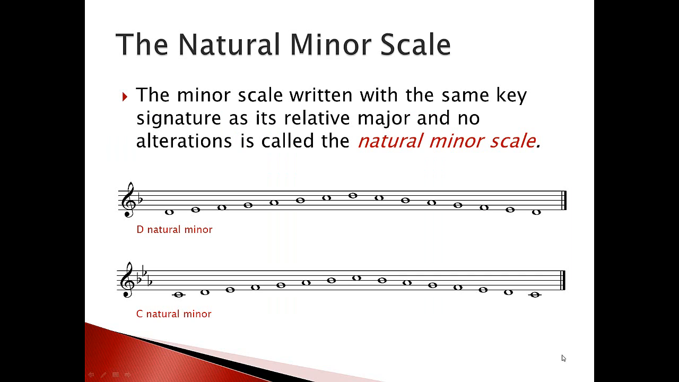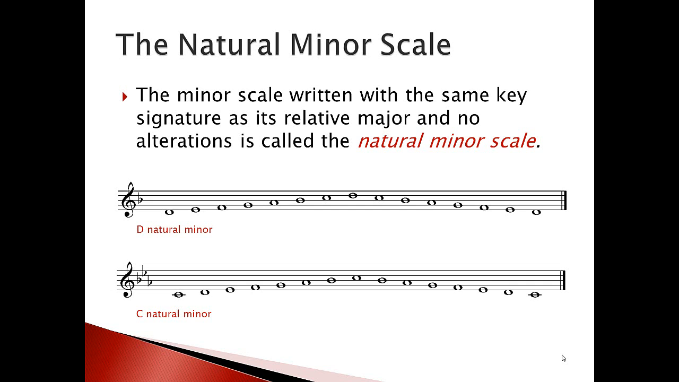Now there are 3 types of minor scale that we're going to talk about. The natural minor. The minor scale written with the same key signature as its relative major and no alterations is called the natural minor scale. So here's D natural minor. Remember we said that D's relative major was F, so it's from D to D with a B flat. So if we play it, D, that's D natural minor. D natural minor has the same key signature as F major.